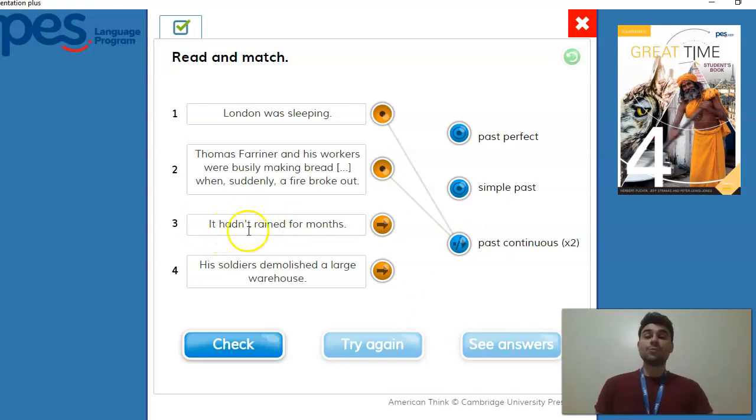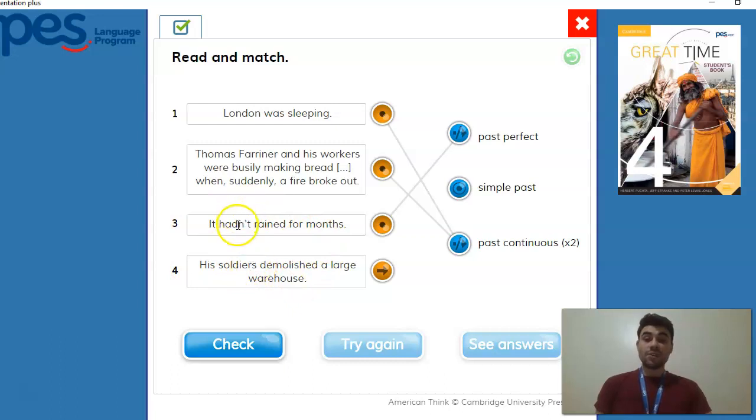Then 3, it hadn't rained for months. Here, it's a bit different. We have one combination of 2 different verbs here. The main verb of the sentence and the auxiliary verb here, which is have in its past form. Remember, we use the have in its past form plus a verb in the participle. Remember the list of the verbs, the columns, we have the verb in its infinitive form, we have the past form of the verbs and the participle form, right? So here, as we have the have in the past plus a past participle, it means we're talking about the past perfect, right?